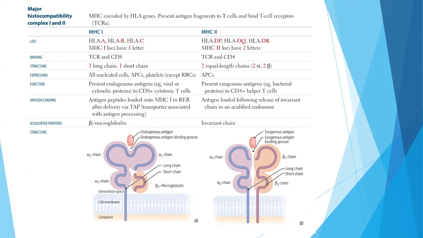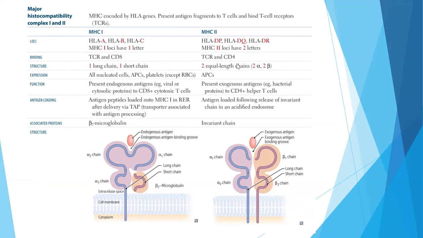We also need to get some clear concepts about the major histocompatibility complex. There are generally two MHC molecules, MHC1 and MHC2. MHC is encoded by HLA genes, and they present antigen fragments to T cells and bind to the T cell receptors. The loci for MHC1 are HLA-A, HLA-B, and HLA-C, while for MHC2, the loci are HLA-DP, HLA-DQ, and HLA-DR. MHC1 has loci of one letter only, while MHC2 has loci of two letters.